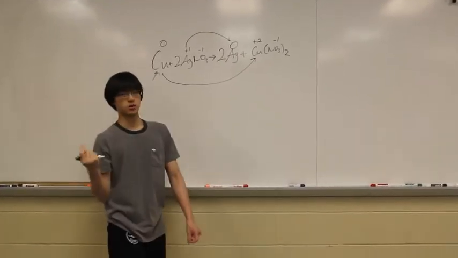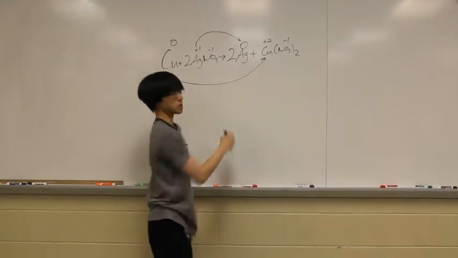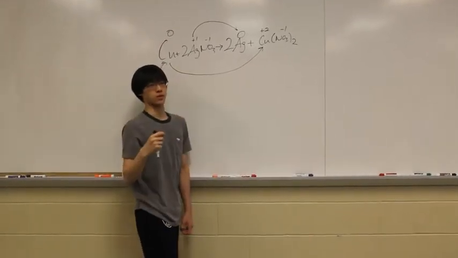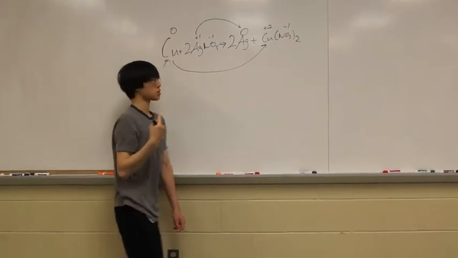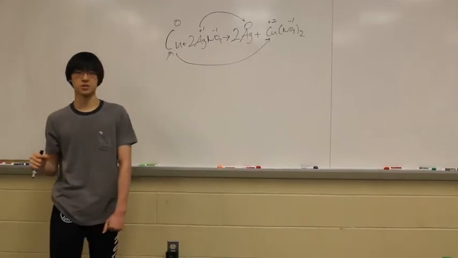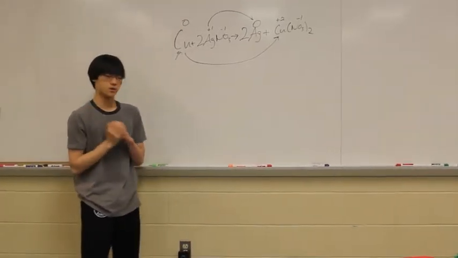Now we see that the transfer of electrons is accurate, because here Cu loses 2 electrons while there are 2 Ag atoms that each gain 1 electron. So these 2 electrons are transferred correctly. And this is the concept of oxidation and reduction and oxidation numbers.